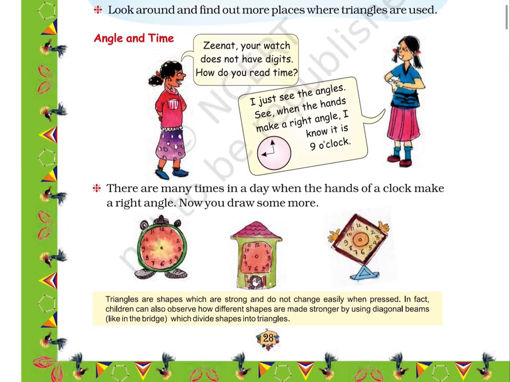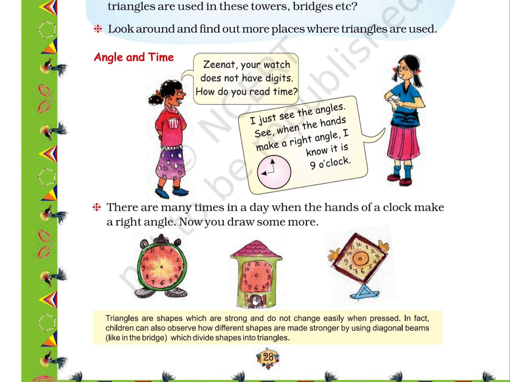Angle and time. We see a picture of two girls talking to each other. The first girl is asking the other girl, "Zeenath, your watch does not have digits. How do you read time?" Zeenath answers, "I just see the angles. See, when the hands make a right angle, I know it is 9 o'clock. There are many times in a day when the hands of a clock make a right angle.